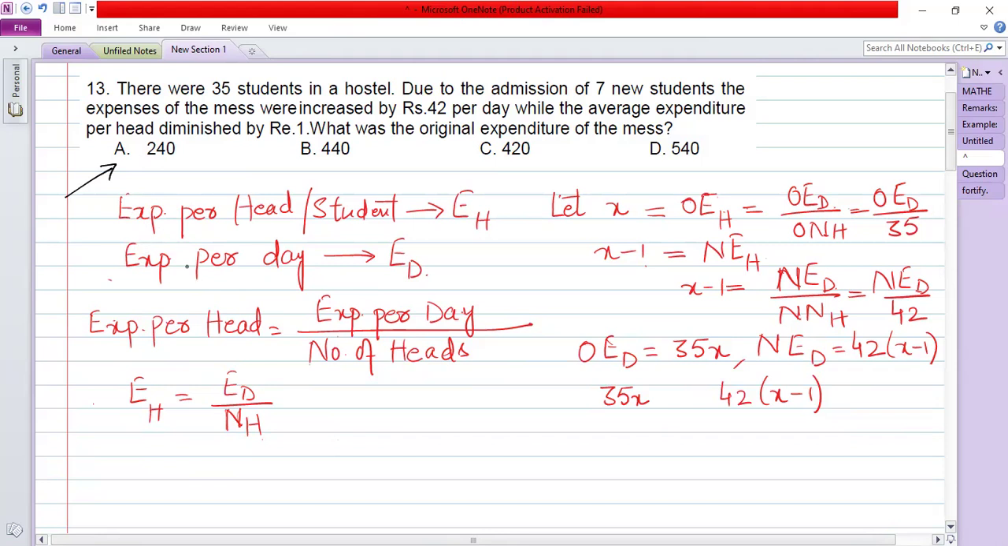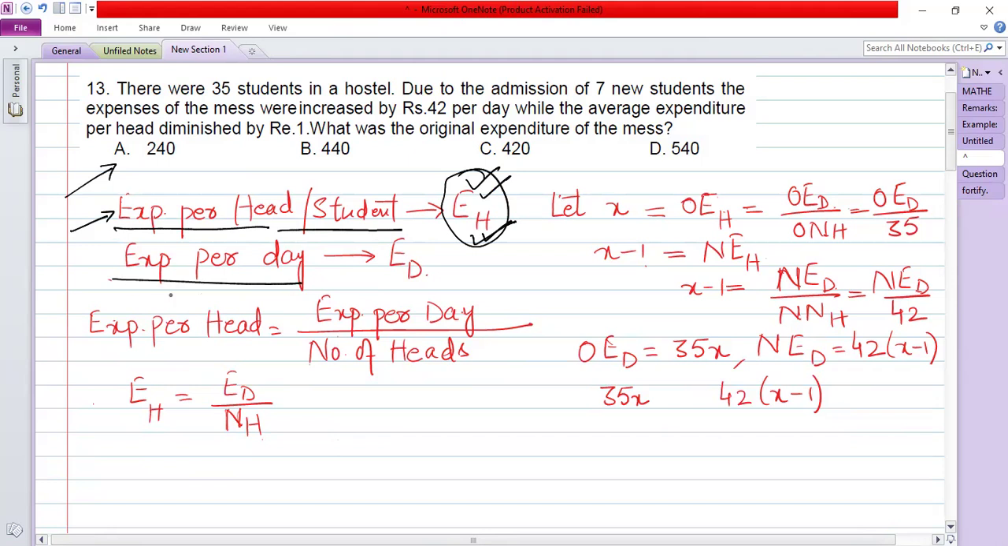Here, what is special about this question is identifying the expenditures. So I repeat, this is important: what types of expenditures are there? Here there are two types of expenditures. One is expenditure per head, or per student. The symbol I will use is EH, and EH means expenditure per head.